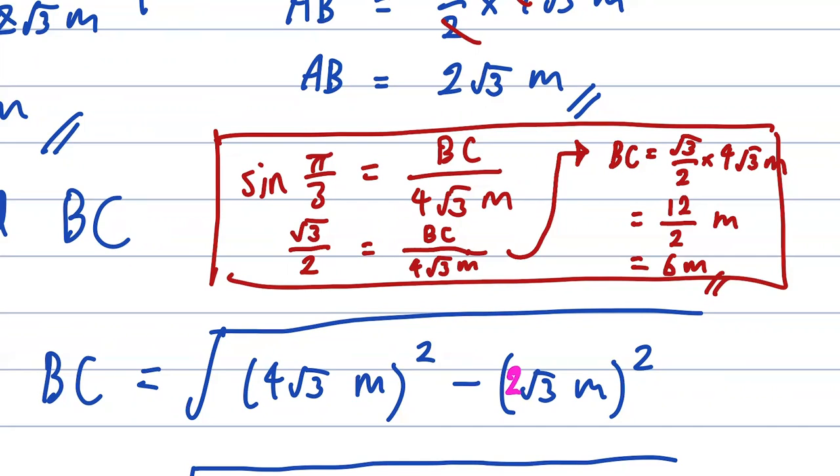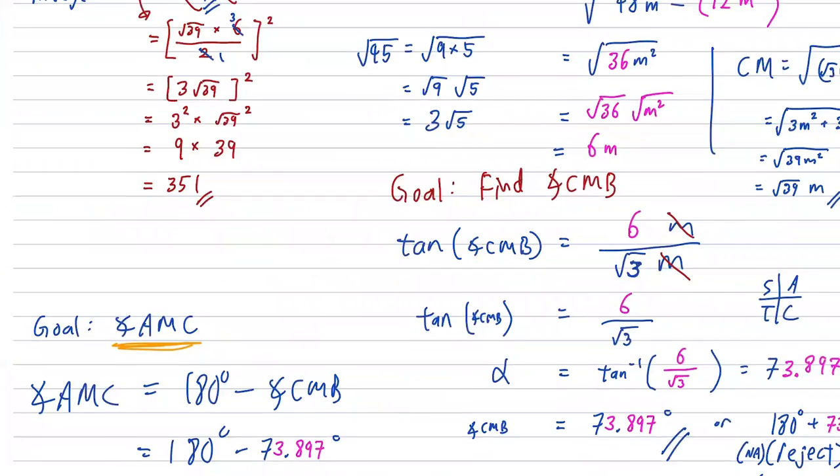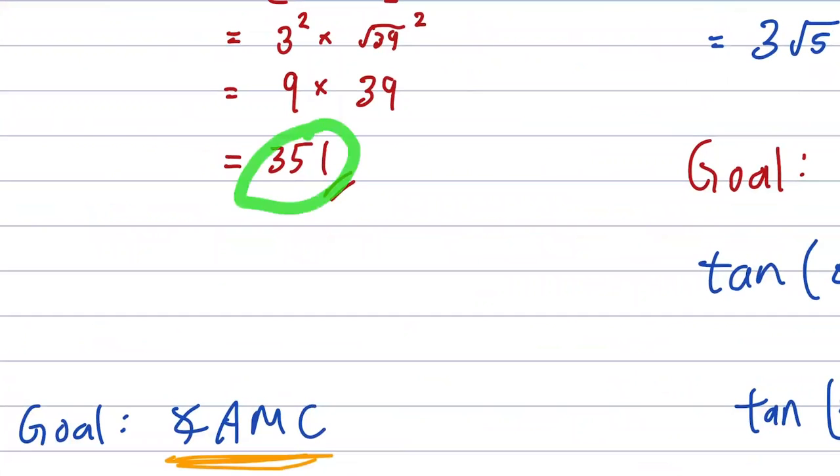Yeah, that's all for this question. The answer for integer m is nothing but 351.